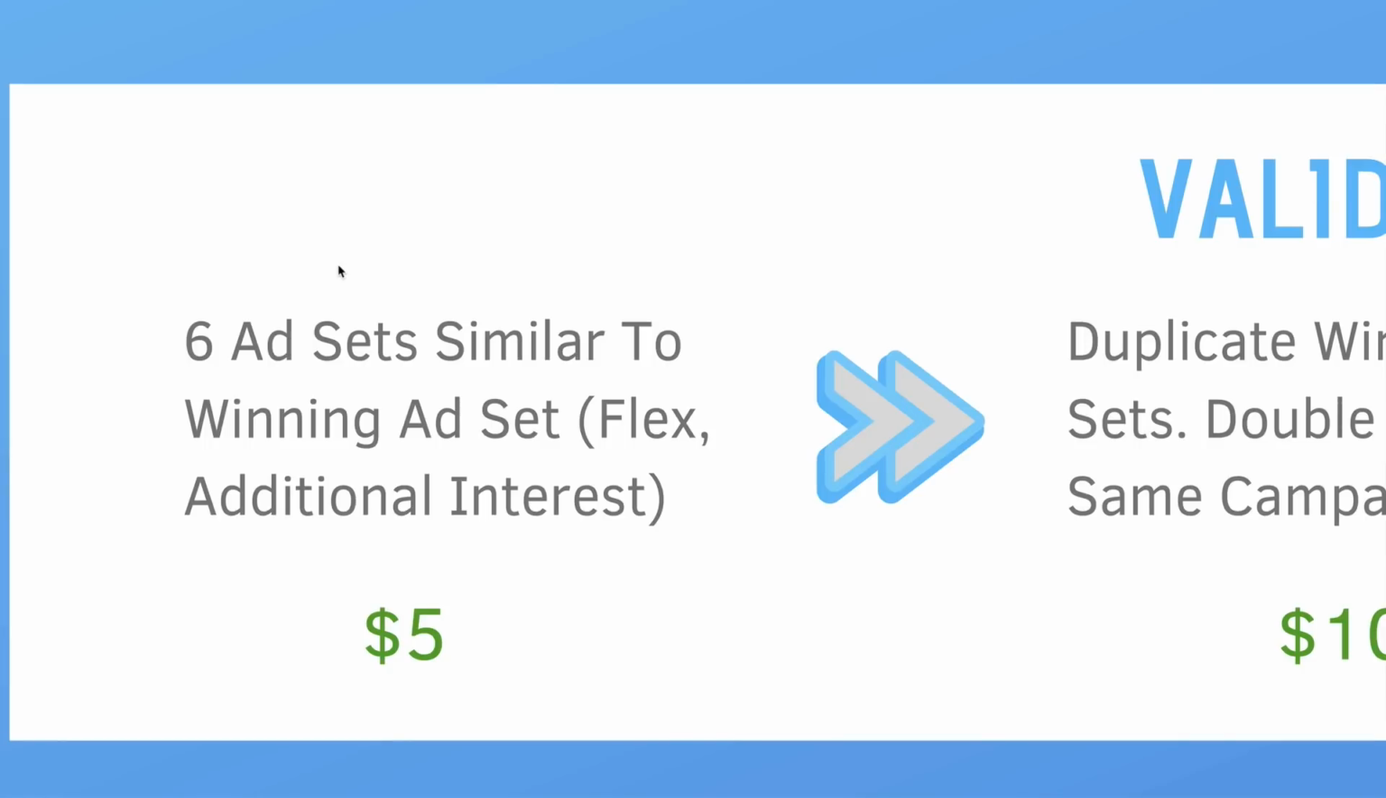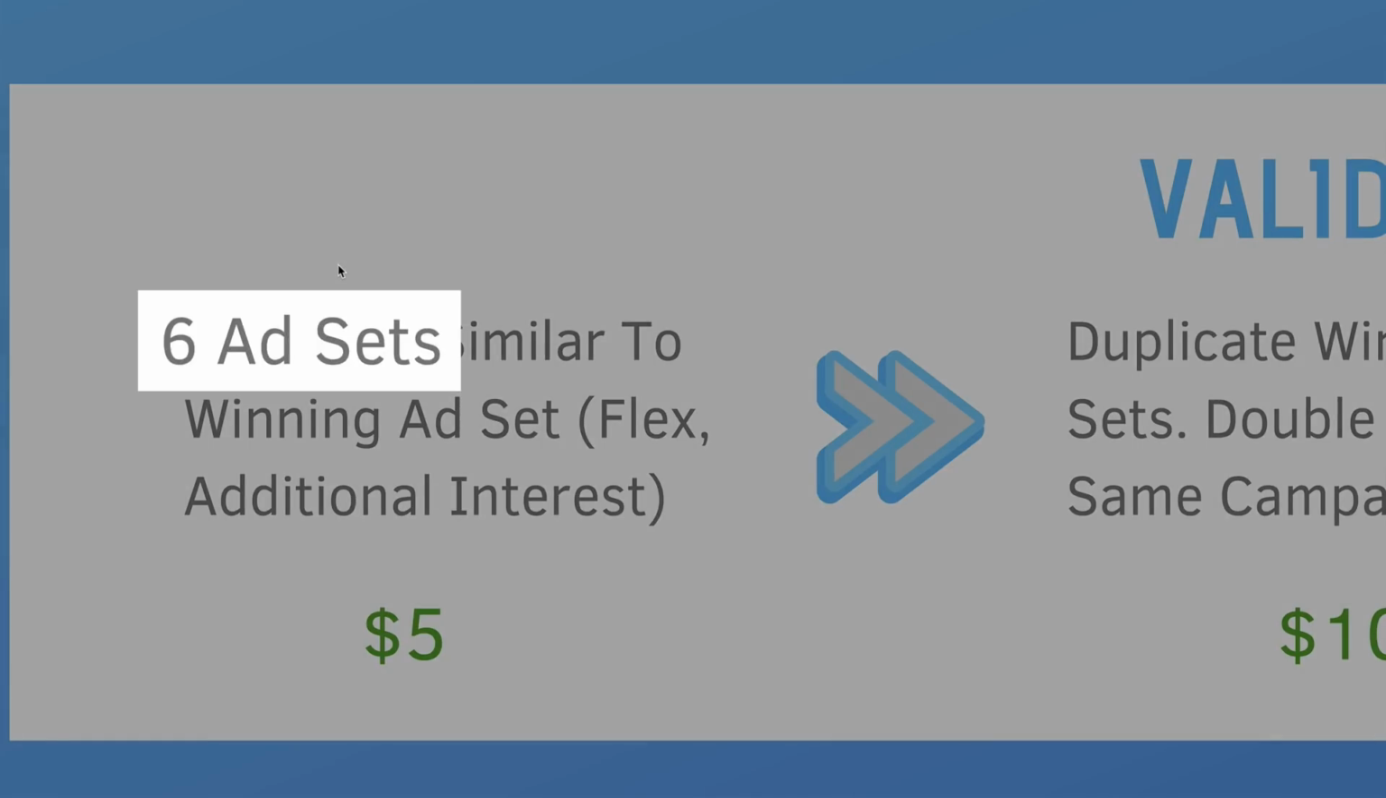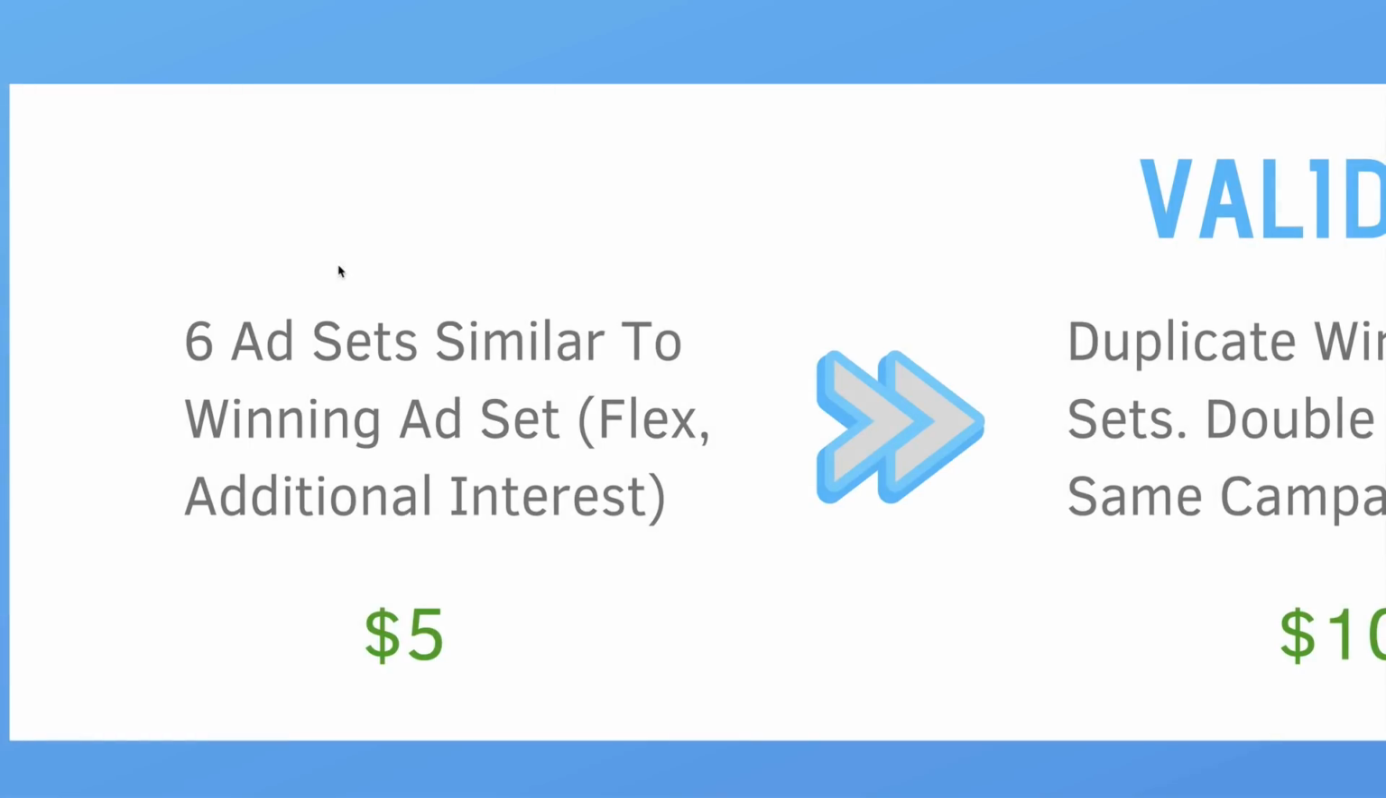And you're going to create 6 new ad sets that are very related to that winning ad set. And all of them are, of course, going to have a $5 budget, and they are also going to be auto bid. They're going to be created in the same campaign. So what you're looking for is at least 1 or 2 or even more winning ad sets from those 6 ad sets that you have.